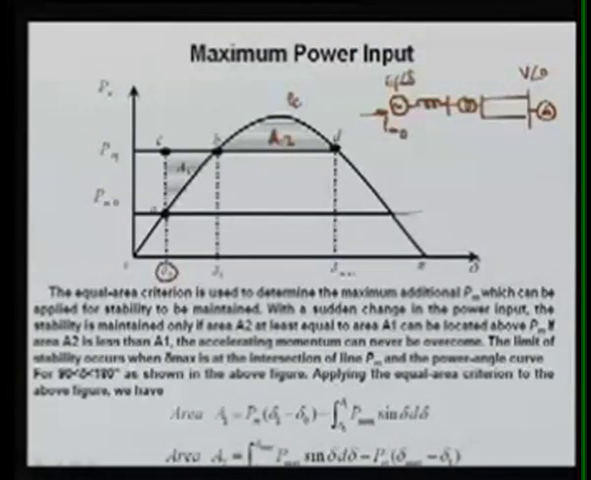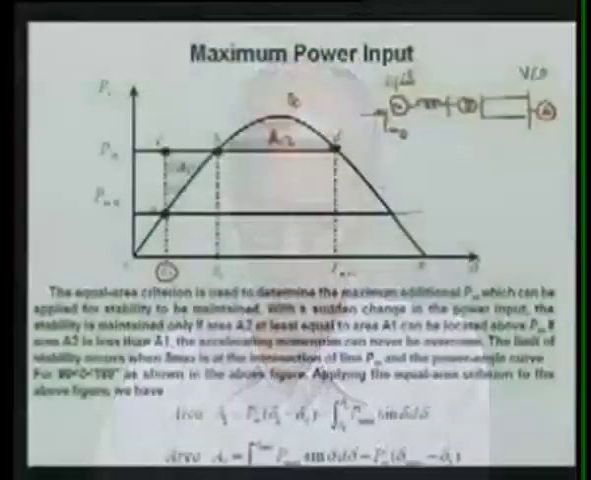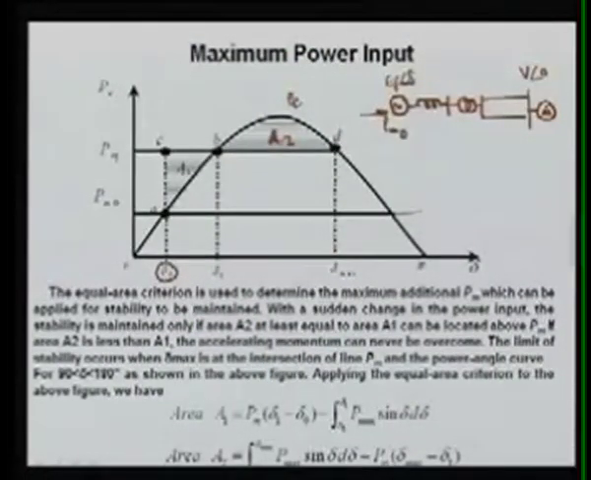So we want the maximum power that we can suddenly change on the loaded generator, and that can be determined. That means area A1 will be equal to area A2, and then we can determine the PM value. To determine this PM, we have to calculate delta 1, or we can calculate delta max, because delta max is nothing but pi minus delta 1.